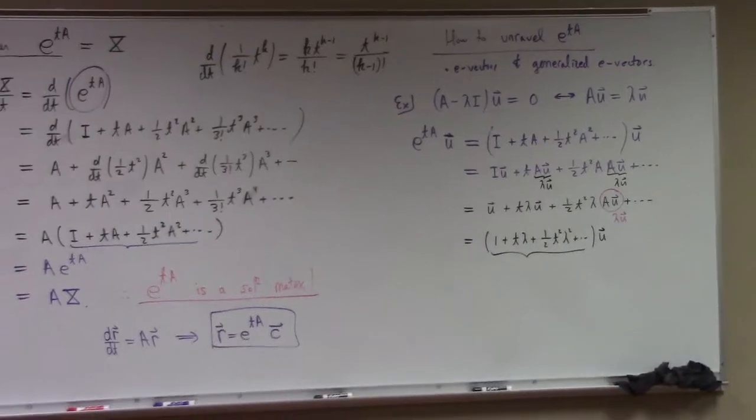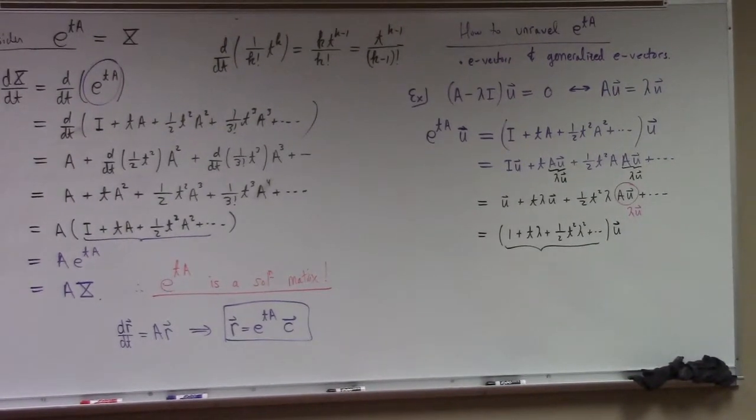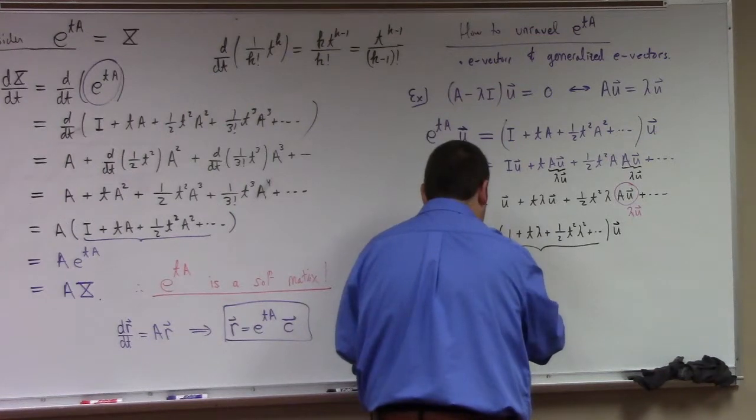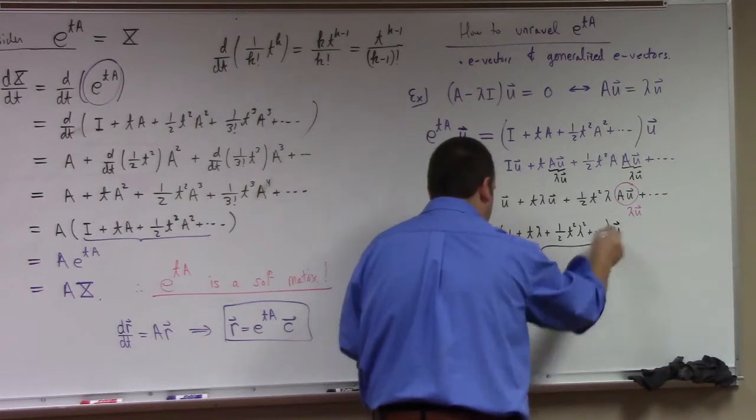What's that? Power series of what? Power series of t lambda. Okay, what function of t lambda? e to the t lambda, right. This is the power series of e to the t lambda. And then there's times u.